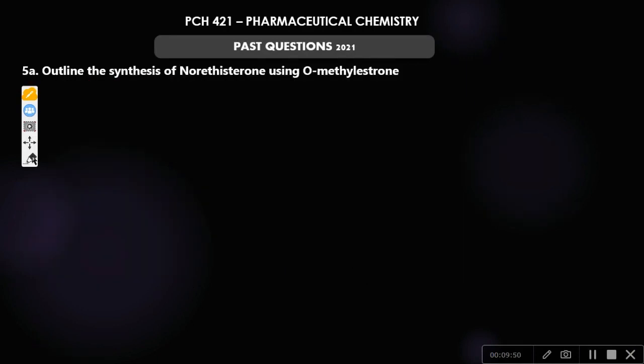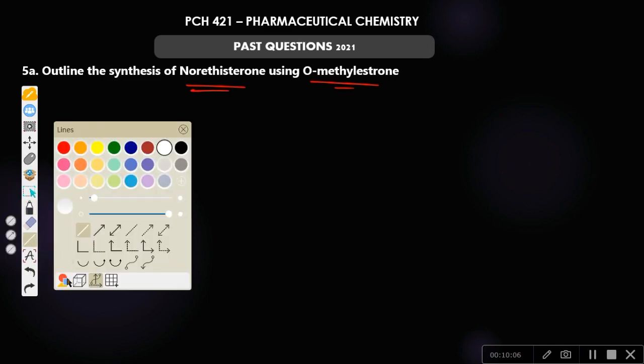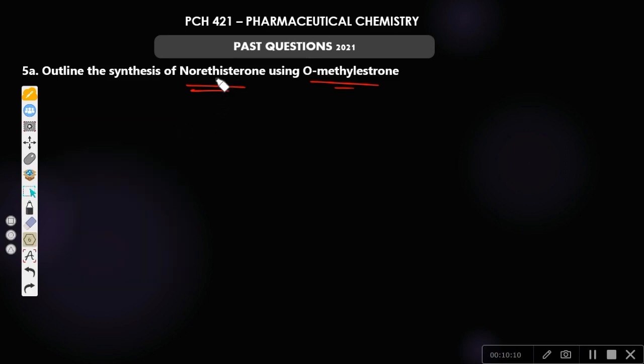Now, outline the synthesis of norethisterone using O-methyl estrone. The first thing you need to do is know the structures of norethisterone and O-methyl estrone. That's the first thing you need to know how to draw. What is the structure of norethisterone? Norethisterone is like ethisterone where you remove the CH3 at position number 19, right?